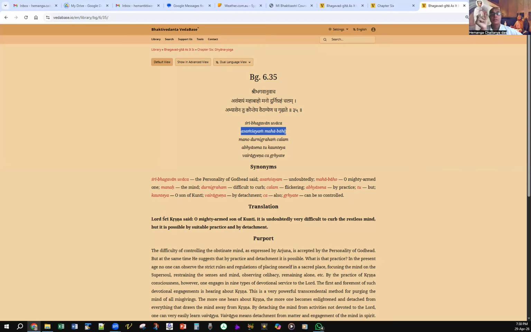So Krishna is a very, very smart teacher. No matter what the question is, what is Krishna saying? You are a Mahabaho. You're a very, very strong person. So he's respecting his student. Even if the question is not correct, you should always respect the student or the person who's asking the question.